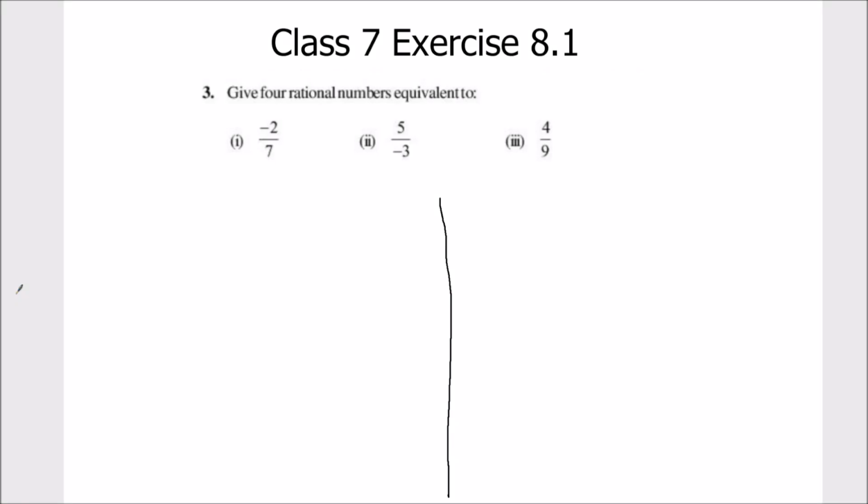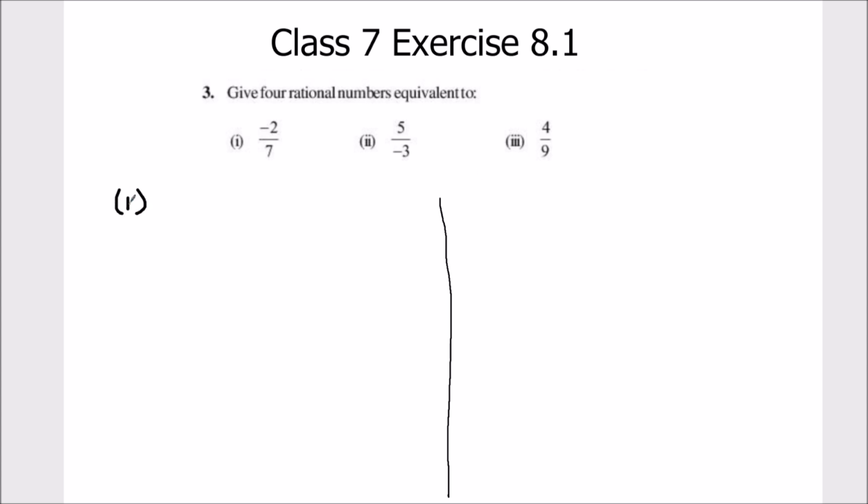Hello students, in this video we are going to learn how to find an equivalent fraction to a particular rational number, or we can say a rational number equivalent to a rational number. This example is taken from class 7th exercise 8.1, and the question says give 4 rational numbers equivalent to the given fractions. 3 fractions are given. So let's start with the first one.